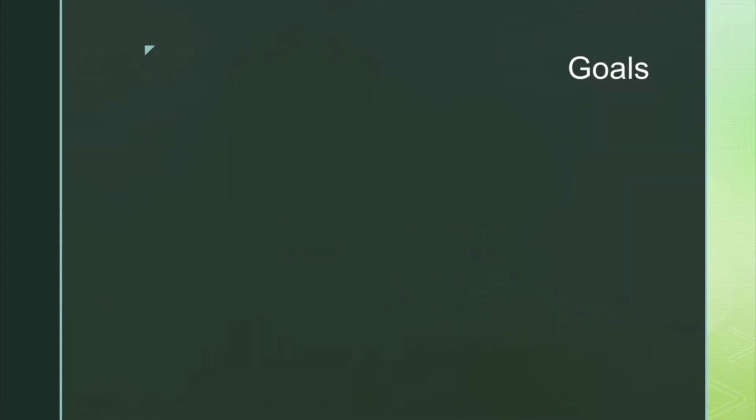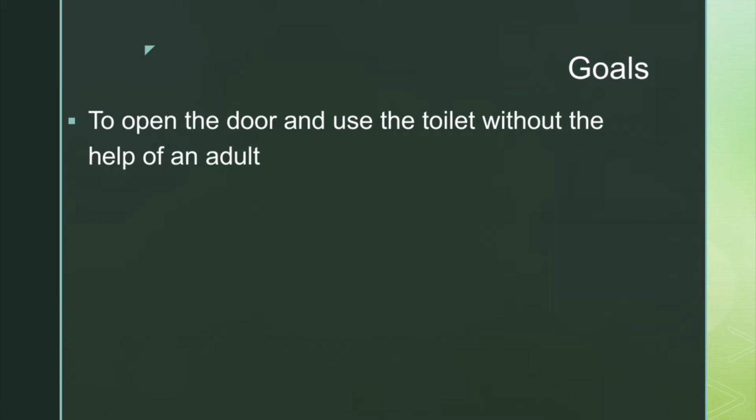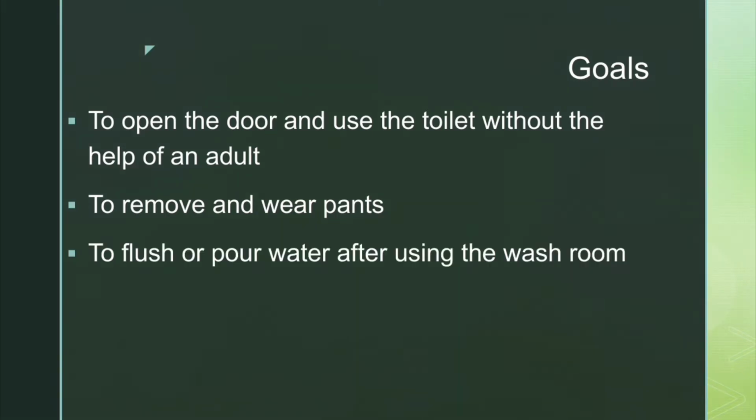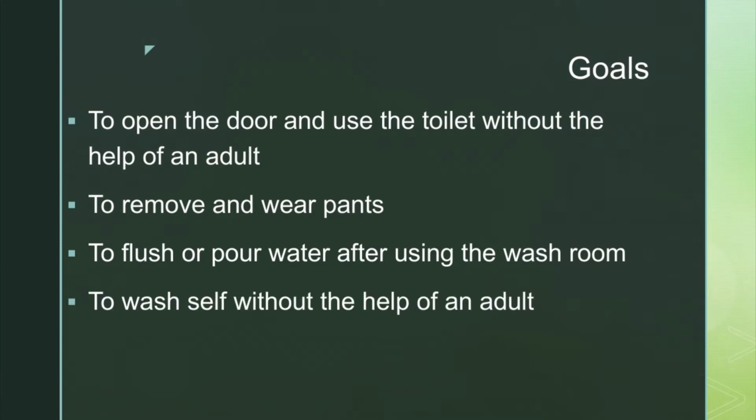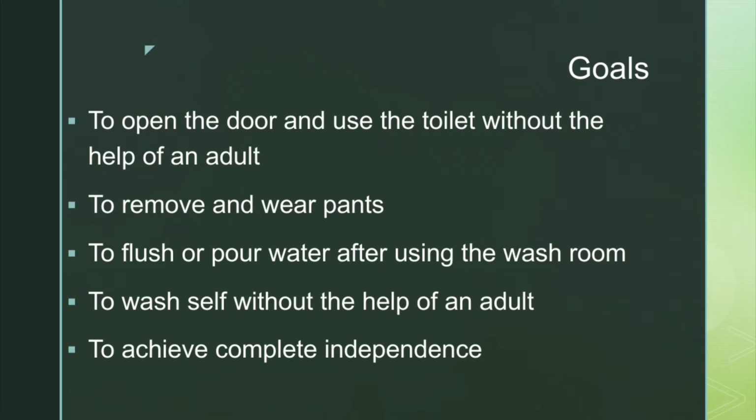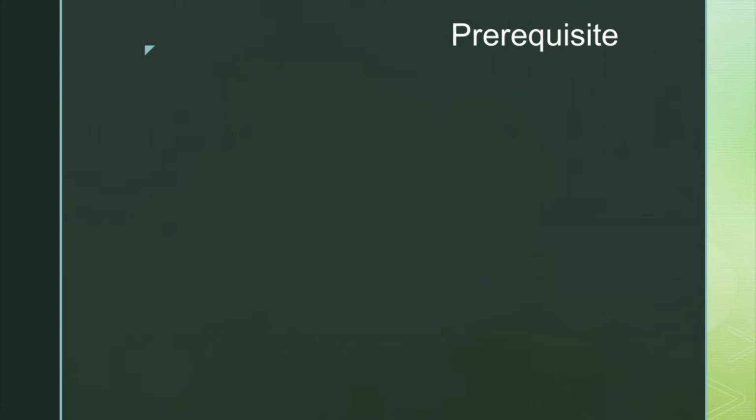So in this level, what are the goals? Here, we want the child to be independent. That is, we want the child to open the door and use the toilet without the help of an adult. Here we expect the child to remove and wear his or her pants. We want the child to flush or pour water after using the washroom. And we want the child to wash himself or herself without the help of an adult. And basically, we want the child to achieve complete independence in toileting.